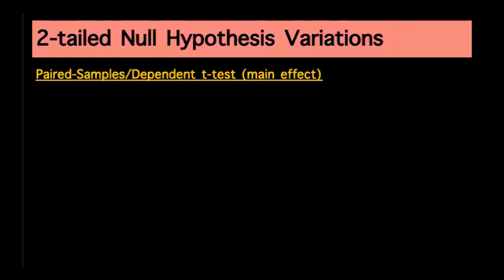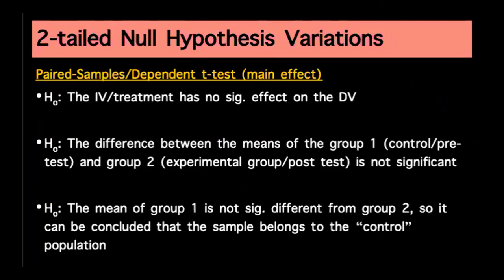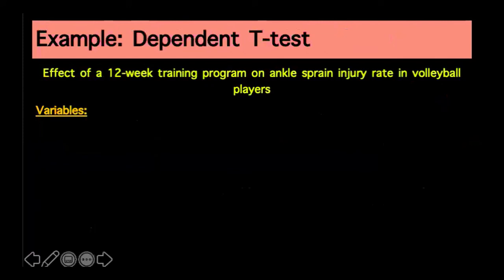But for our null hypotheses for the main effect, again, they're exactly the same as an independent t-test. The only difference is that you have the same people in both the control group and the experimental group, okay? So for our volleyball example, we've got, again, the 12-week training program looking at ankle sprain injury rates.